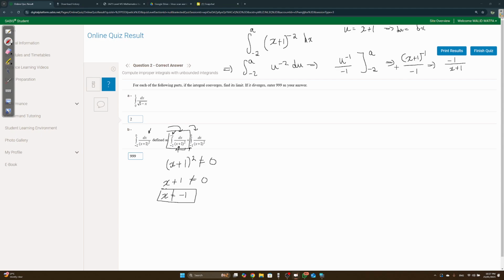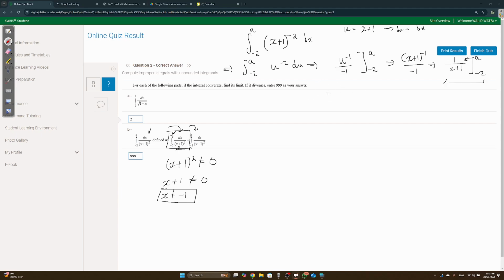Why negative 1 over x plus 1? The negative can go up, can go down, can go outside the fraction, it doesn't matter. So I just like distributing it properly. This looks cleaner, in my opinion. Okay, anyway, so what are my boundaries? Negative 2 and a. We'll do the substitution later. Let's just keep this like this for now.